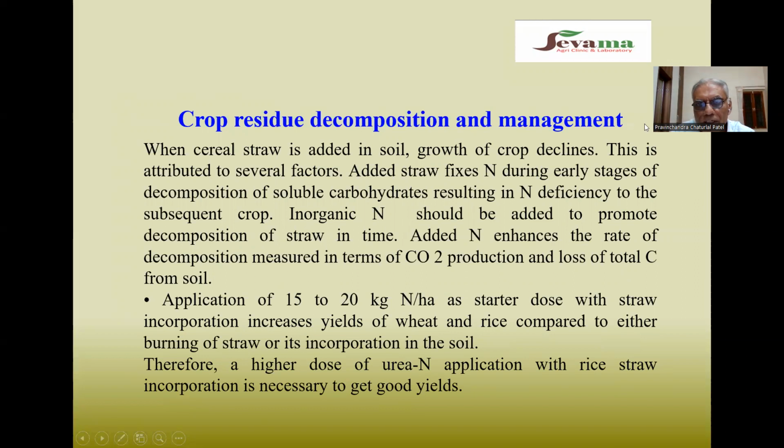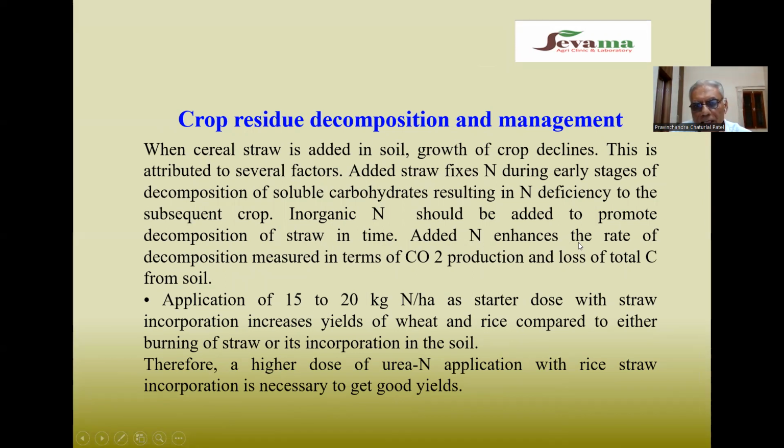Crop residue decomposition and management. When cereal straw is added to soil, growth of the crop declines because cereal straw has a wider CN ratio. This is attributed to several factors. Added straw fixes nitrogen during the early stage of decomposition of soluble carbohydrate, resulting in nitrogen deficiency to the subsequent crop. Inorganic nitrogen should be added to promote decomposition of straw in time. So I have mentioned that you have to apply a booster dose of 20 to 25 kg nitrogen per hectare, so crop growth is not reduced.